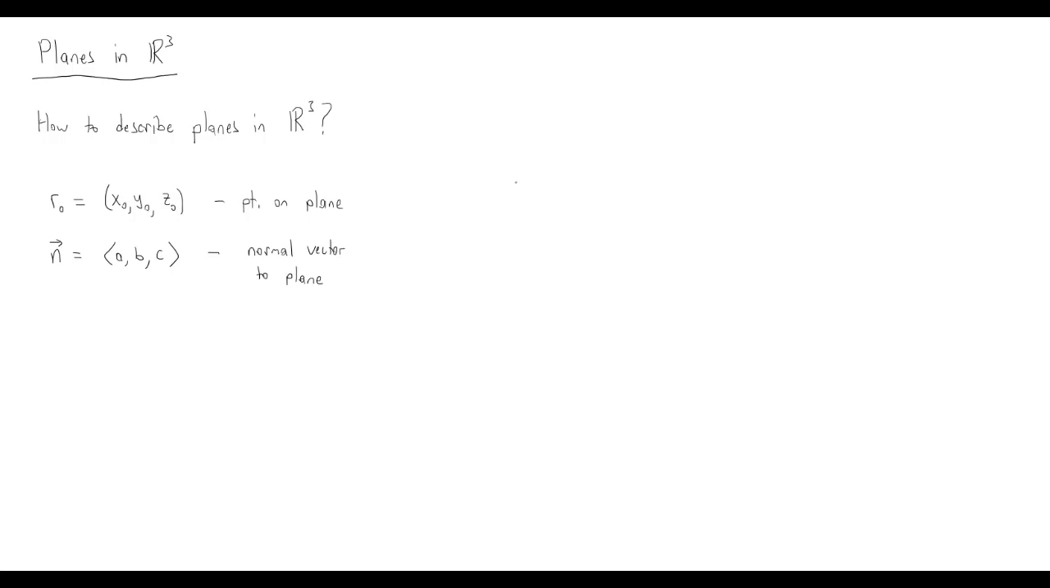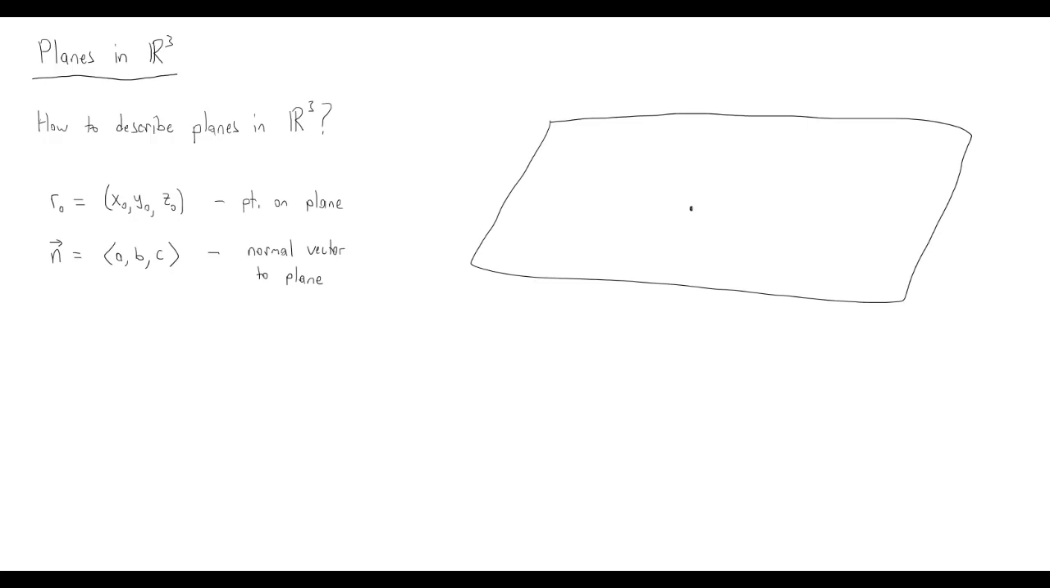So let me draw a little picture of this. So let's suppose here we have our plane. Actually, I'll make a slightly bigger picture. Alright, good. So there's our plane. We have this point, x naught, y naught, z naught. And then we have this normal vector, which I'm going to draw attached to this point.